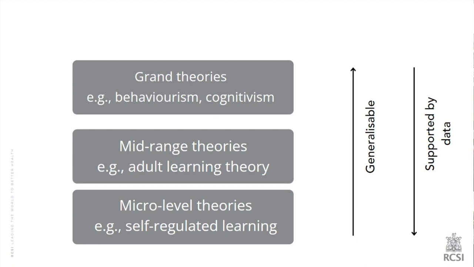We have our mid-range theories, and then smaller and more context specific again are the micro level or personal theories. As we get more focused, these theories relate to a particular group of learners in a particular situation or a particular context. And oftentimes these ones are easier to research. It's easier to dig into these more focused learning theories.